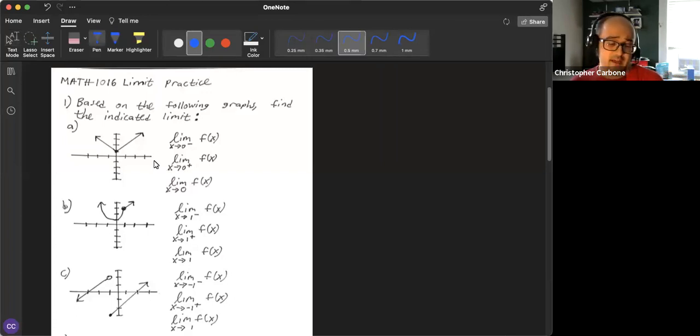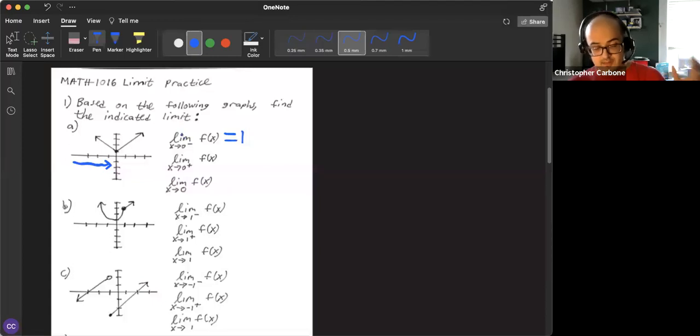So this first one I have on here, I want to find the limit as x approaches 0 from the left-hand side. So on the left-hand side, as we're approaching an x value here of 0, we could see that this function goes to a value of 1. So this is equal to 1.